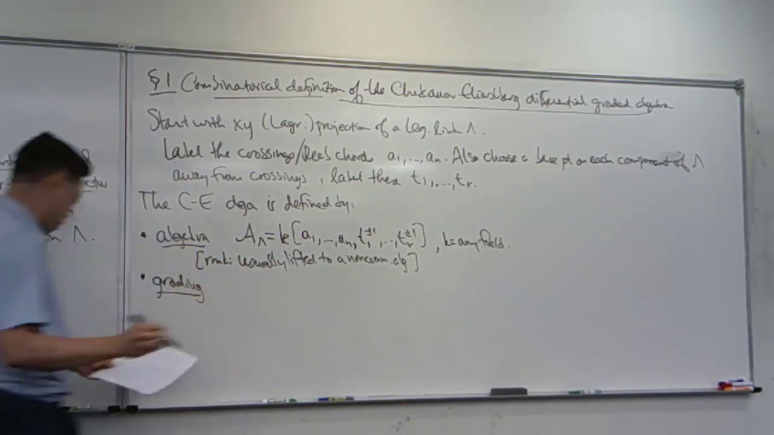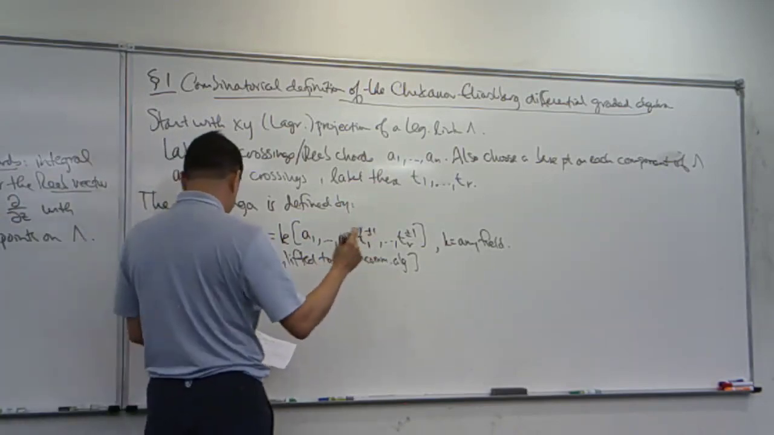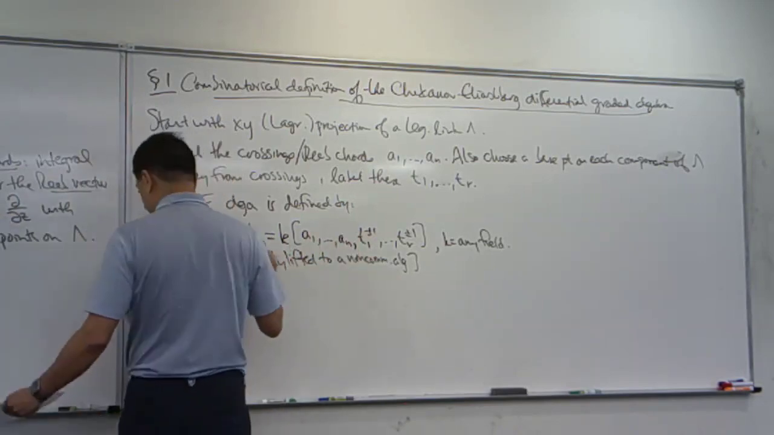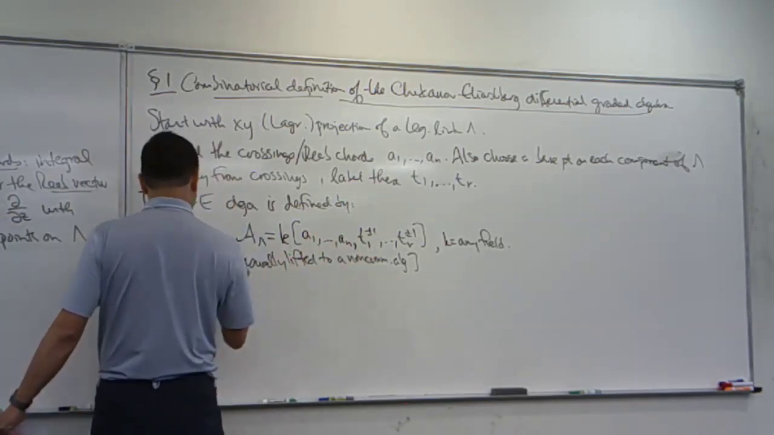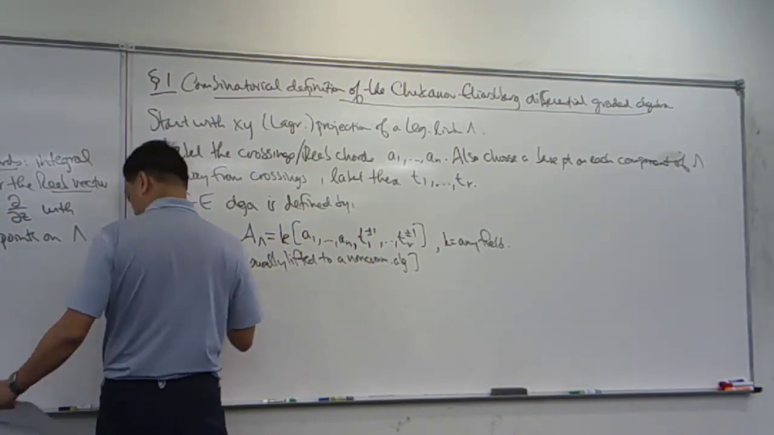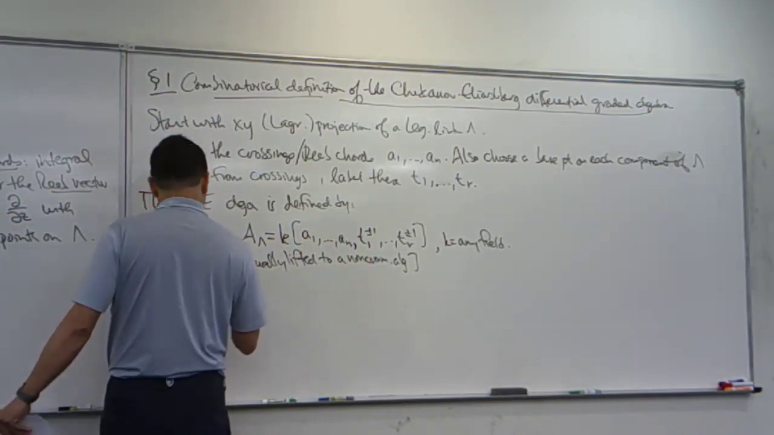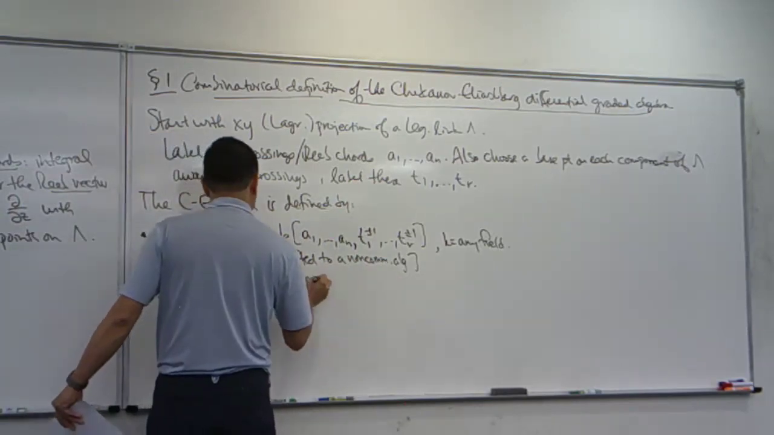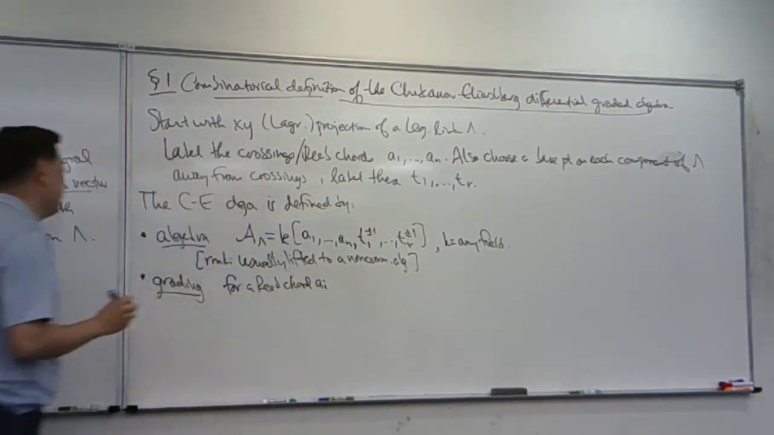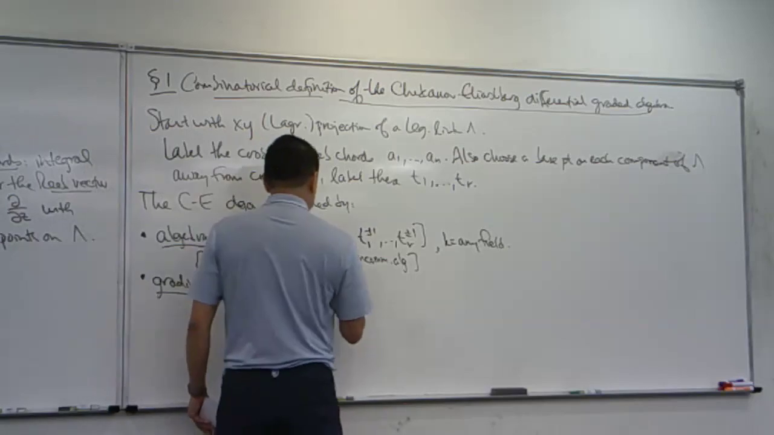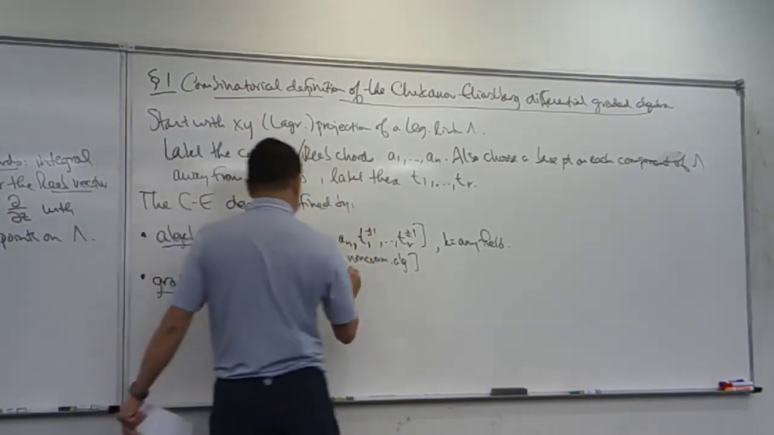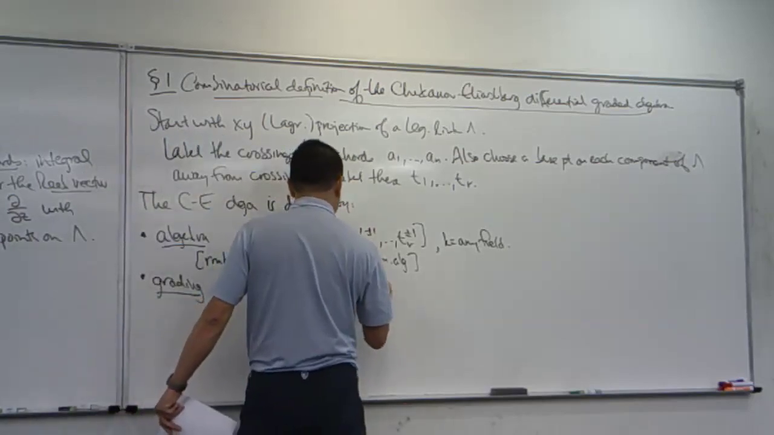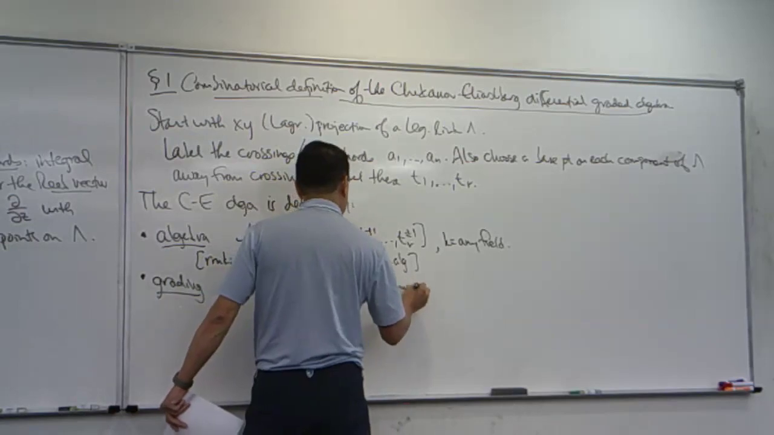The grading. What I'm going to do is describe the grading for A_i. Again, crossing. I think with this data that I've given you here, there exists a unique thing which I'll call a capping path.